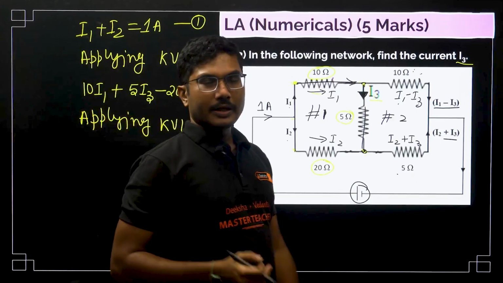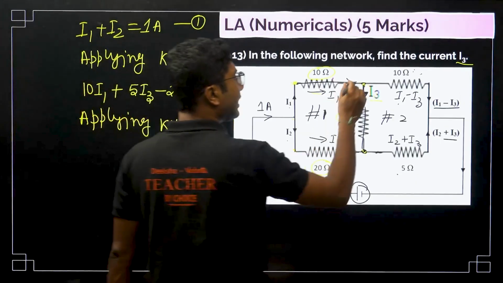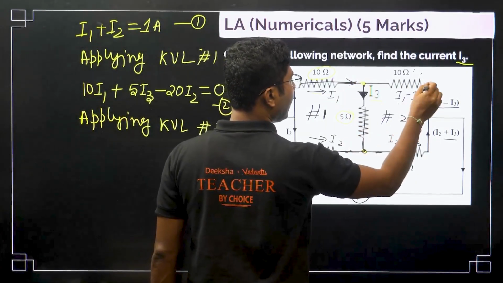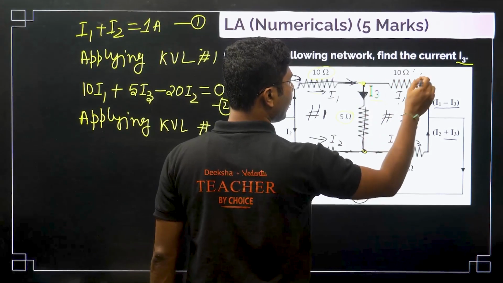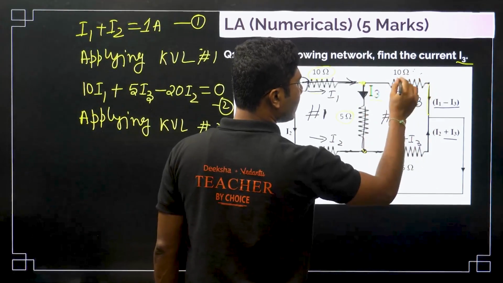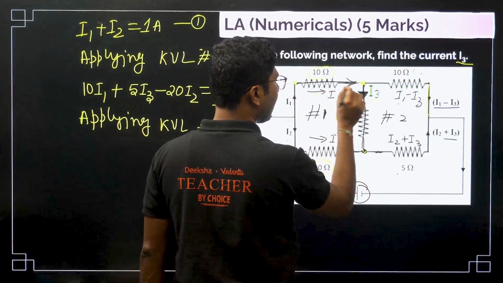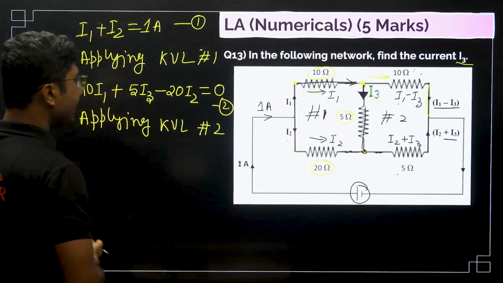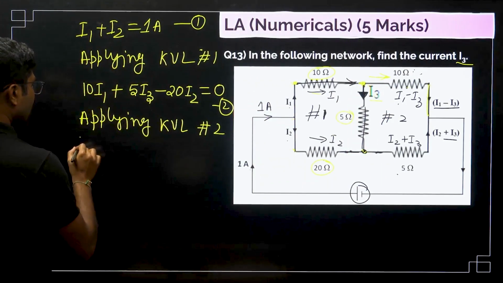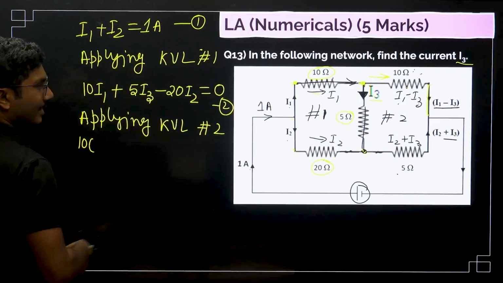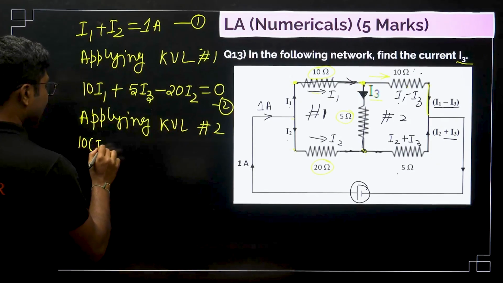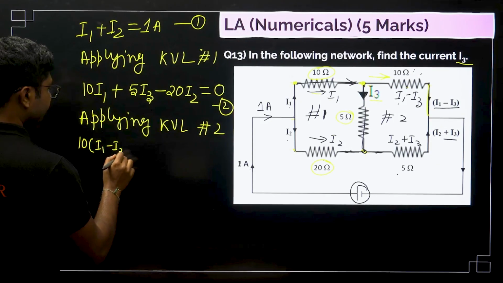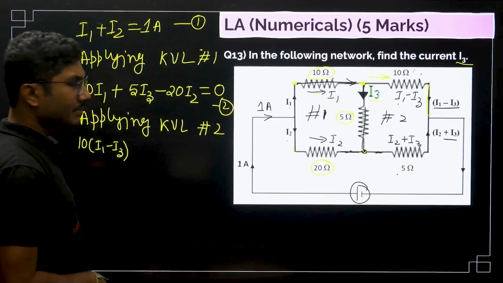Now you tell me. We are starting from this point, we are going in this direction. Are we going in the direction of current? Current through this resistance, current coming over here, so current must be going in this direction. Yes, we are going in the direction of current. So what is the resistance? 10. What is the current? I1 minus I3. So this must be positive.